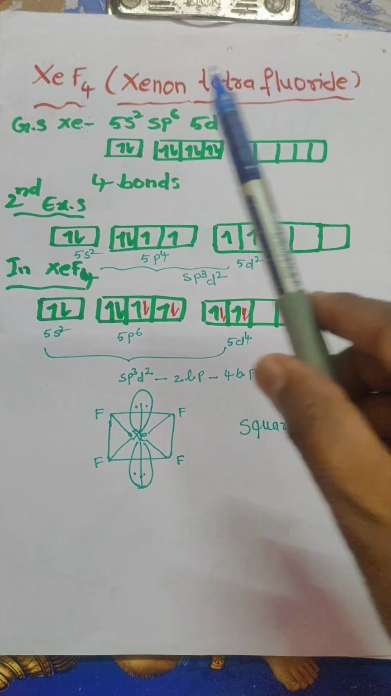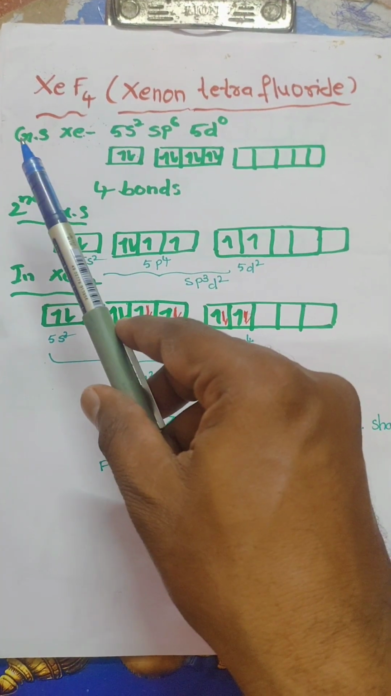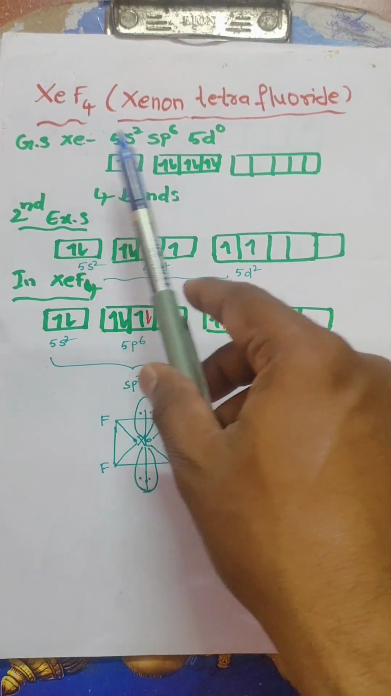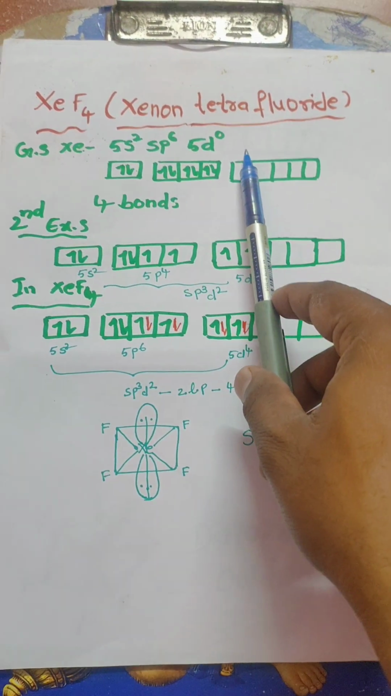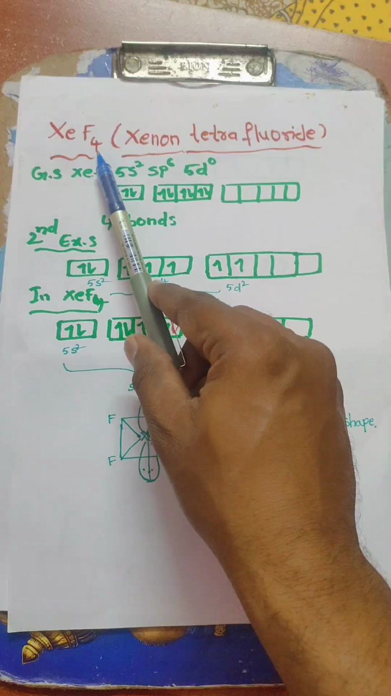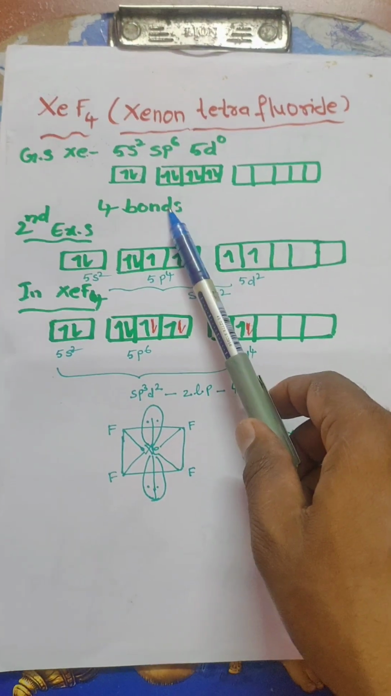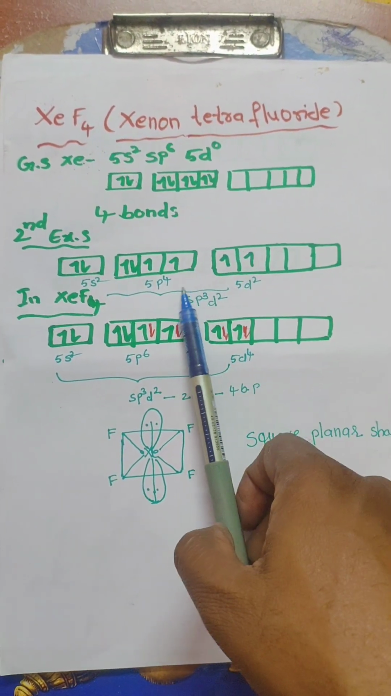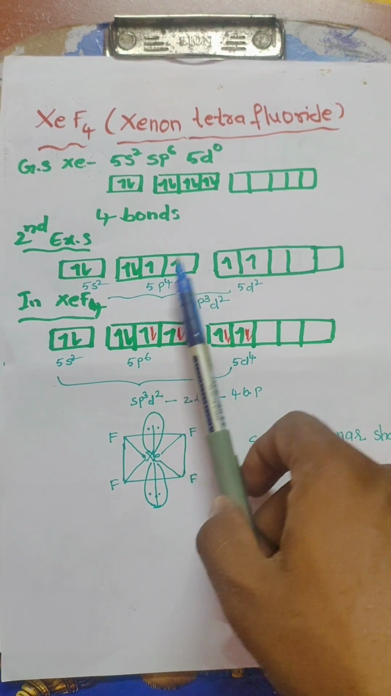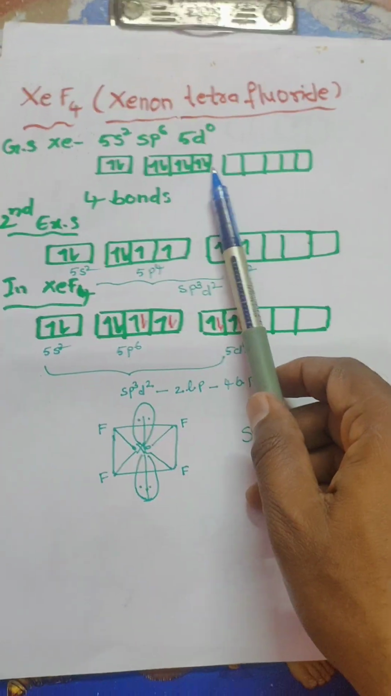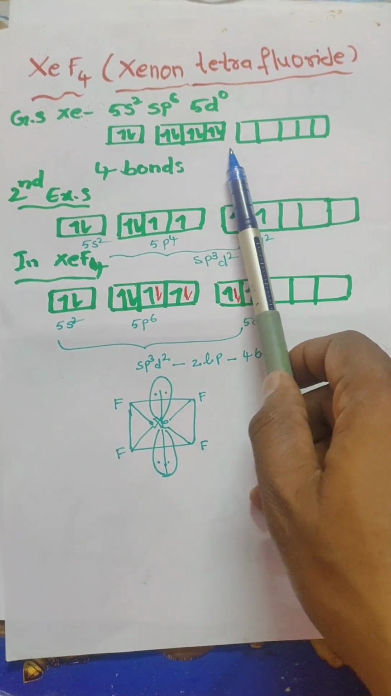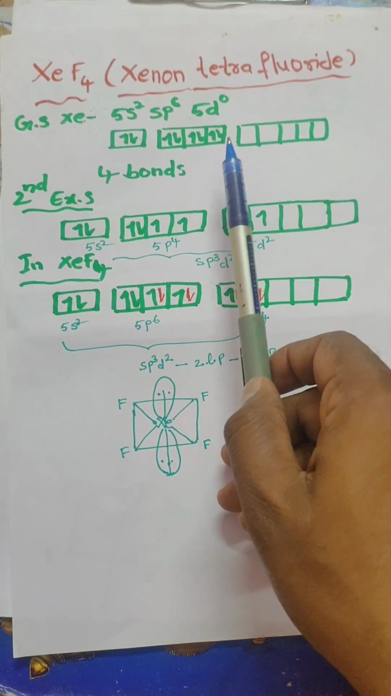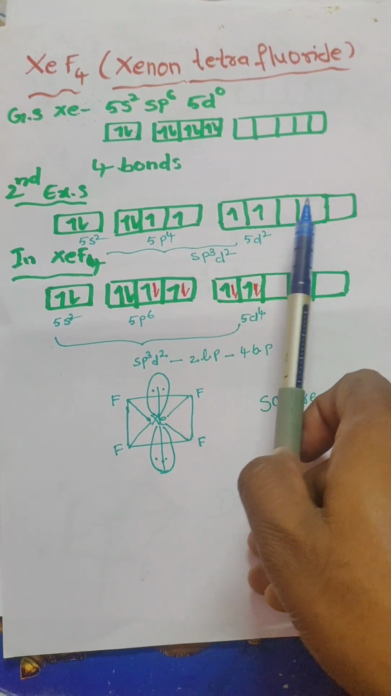Xenon tetrafluoride, that means XeF4. The ground state electronic configuration of the xenon is 5s2 5p6 and 5d0. And in xenon tetrafluoride 4 bonds are there. So that's why we require 4 unpaired electrons. To get the 4 unpaired electrons, we have to take xenon into the second excited state. Second excited means dissociation of the last 2 electron pairs. By doing that, we are getting the 4 unpaired electrons.